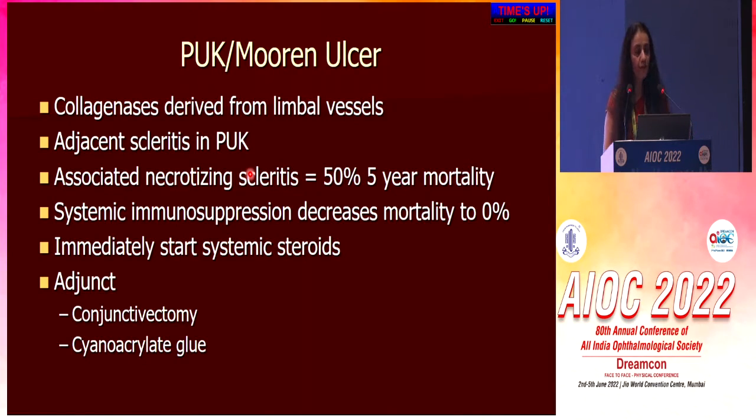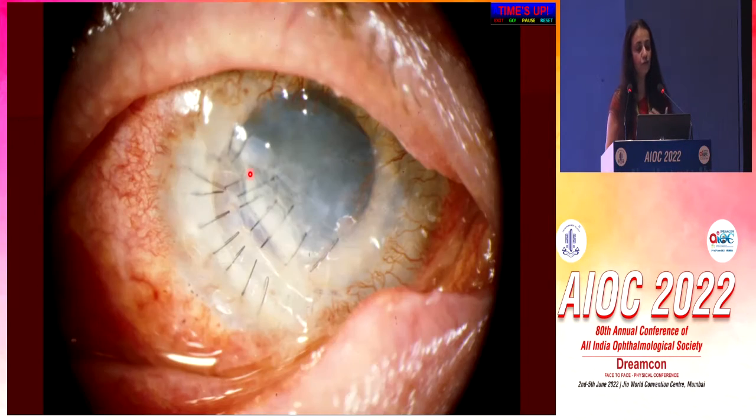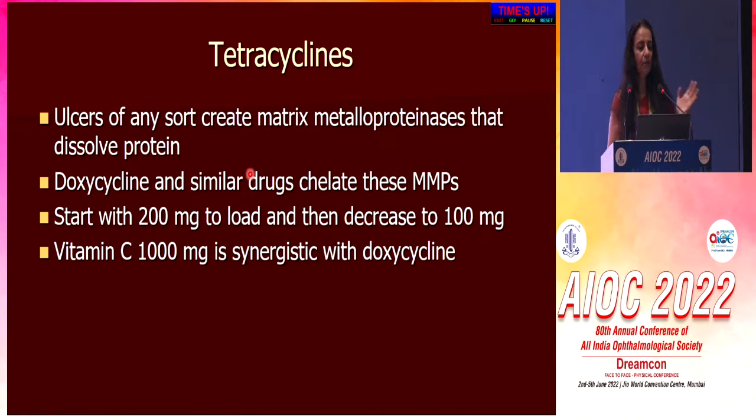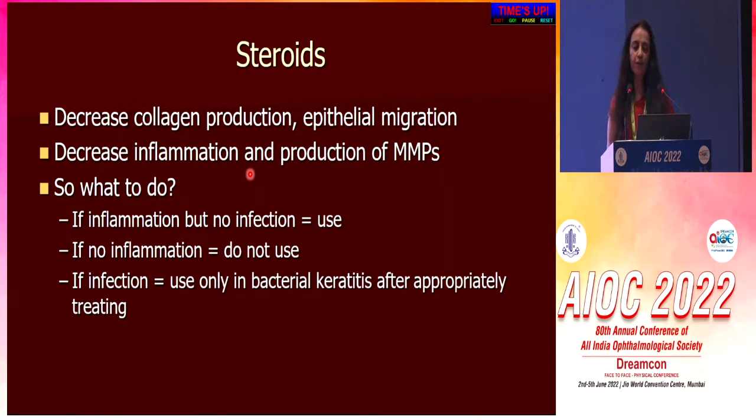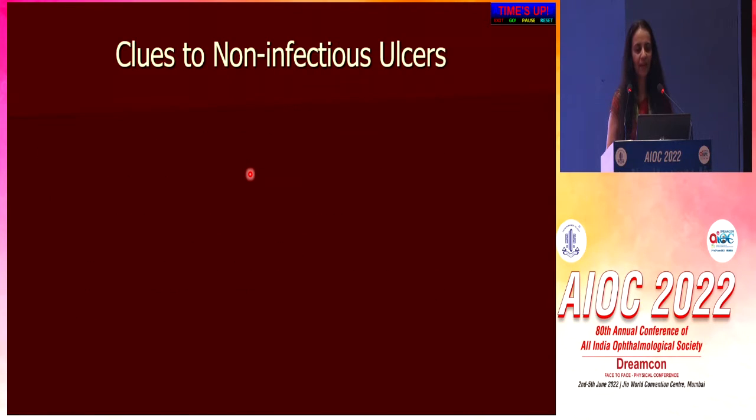if you put them on the right treatment. You start steroids, and you might want to cut the conjunctiva and throw it away so that there are fewer blood vessels near the limbus, to prevent the inflammation from getting to the limbus. And then you can use glue and little baby PKPs to help create a barrier. We won't talk about tetracyclines, but I do use these in all ulcers along with vitamin C. Low risk, but it may benefit because it prevents the matrix metalloproteinases from melting the cornea. And steroids we've talked about earlier already, but use them if there's inflammation, don't use them if there isn't.